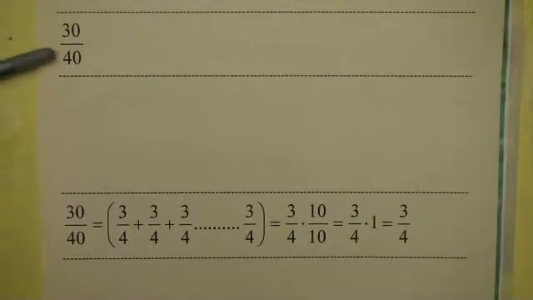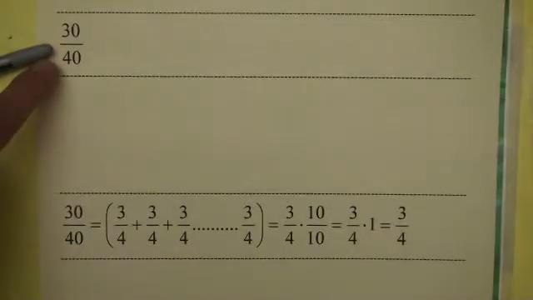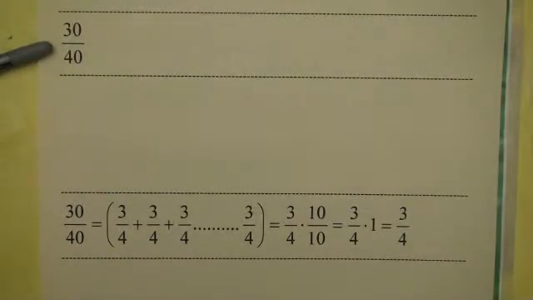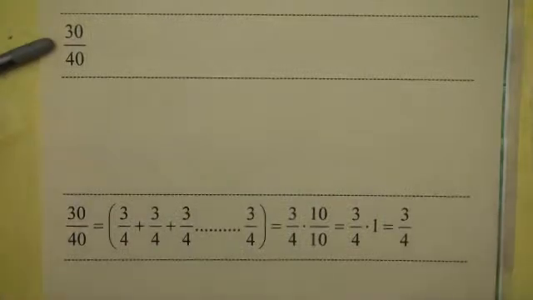Then, this is actually 30 out of 40ths. This is technically undefined the way it's written right now. 30 out of 40 is undefined because the greatest common factor between a and b has to be 1. Here, the greatest common factor between 30 and 40 is actually 10. So since we can divide by 10, we would do that.